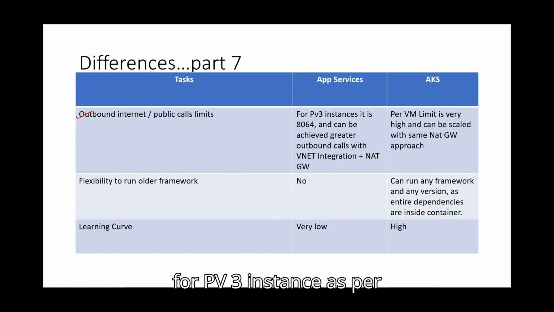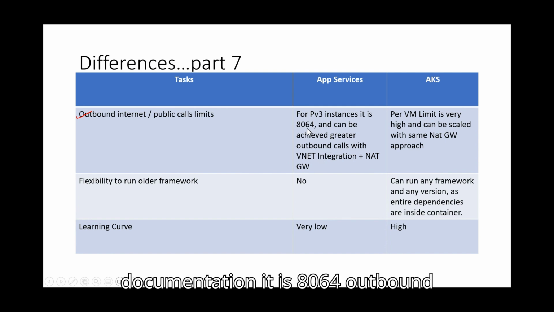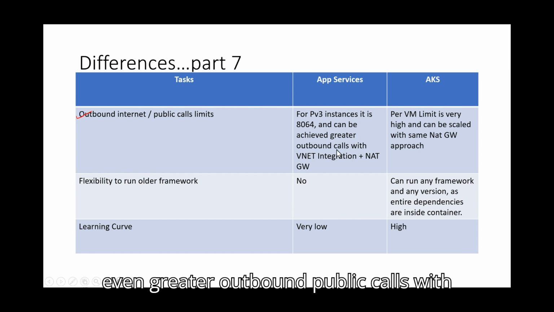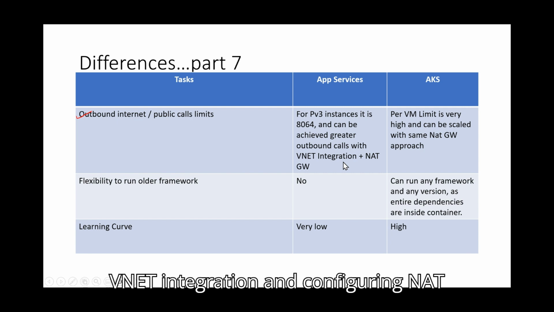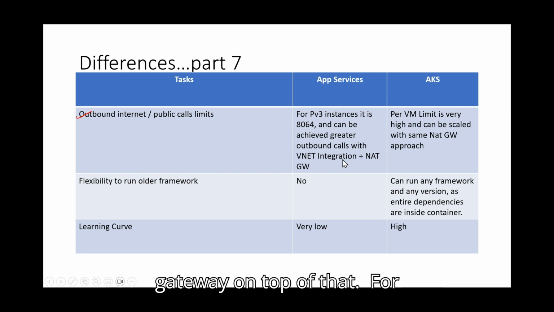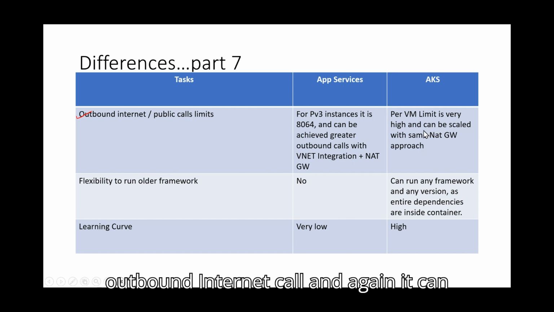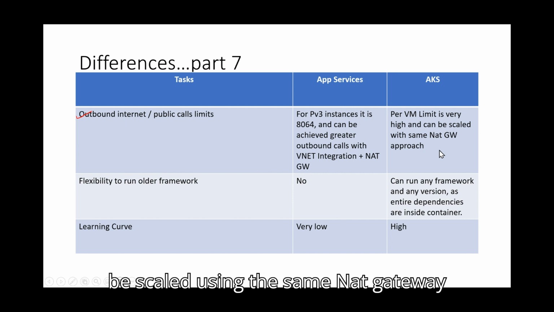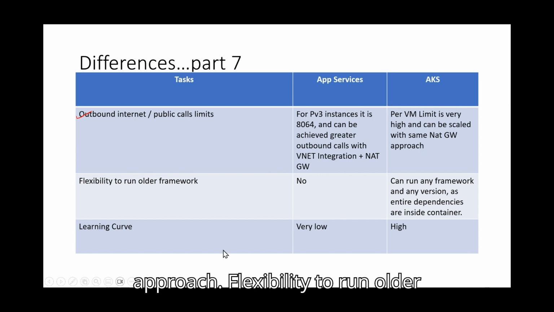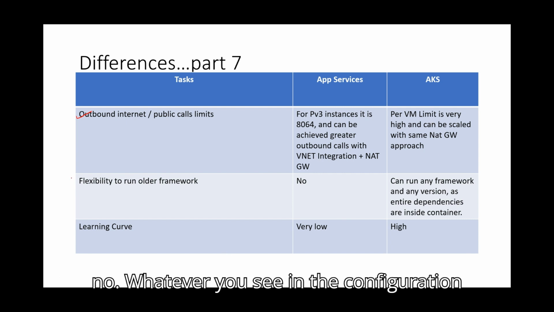On internet or public calls: for a P v3 instance, as per documentation, it is 8064 outbound concurrent calls, and you can achieve even greater outbound public calls with VNet integration and configuring a NAT gateway on top of that. For AKS, the per VM limit is very high for outbound internet calls, and again, it can be scaled using the same NAT gateway approach.